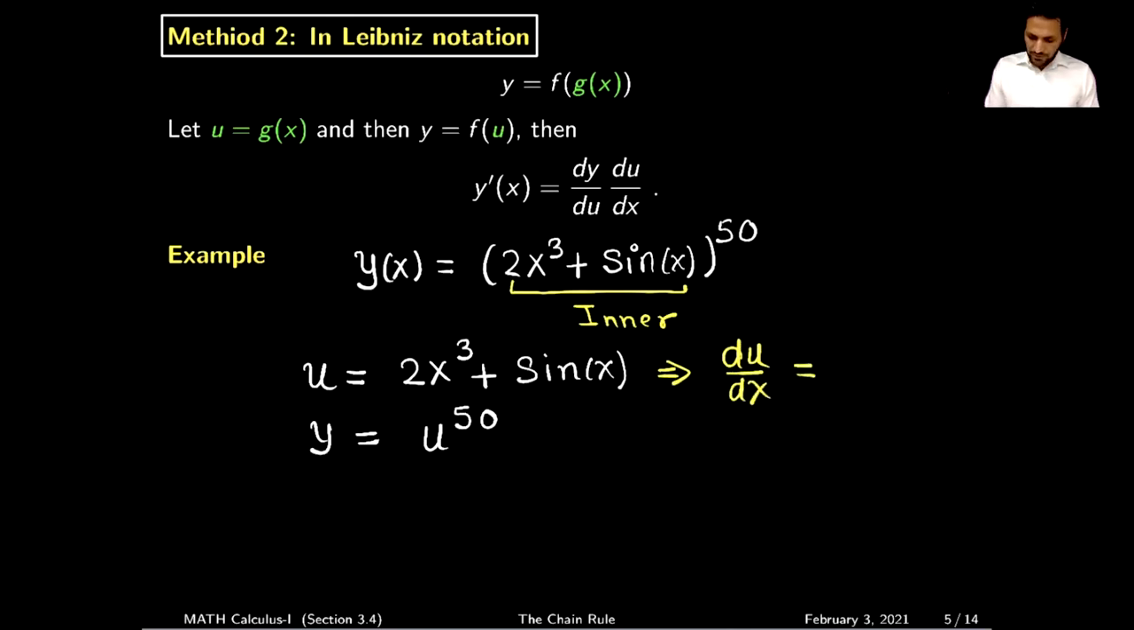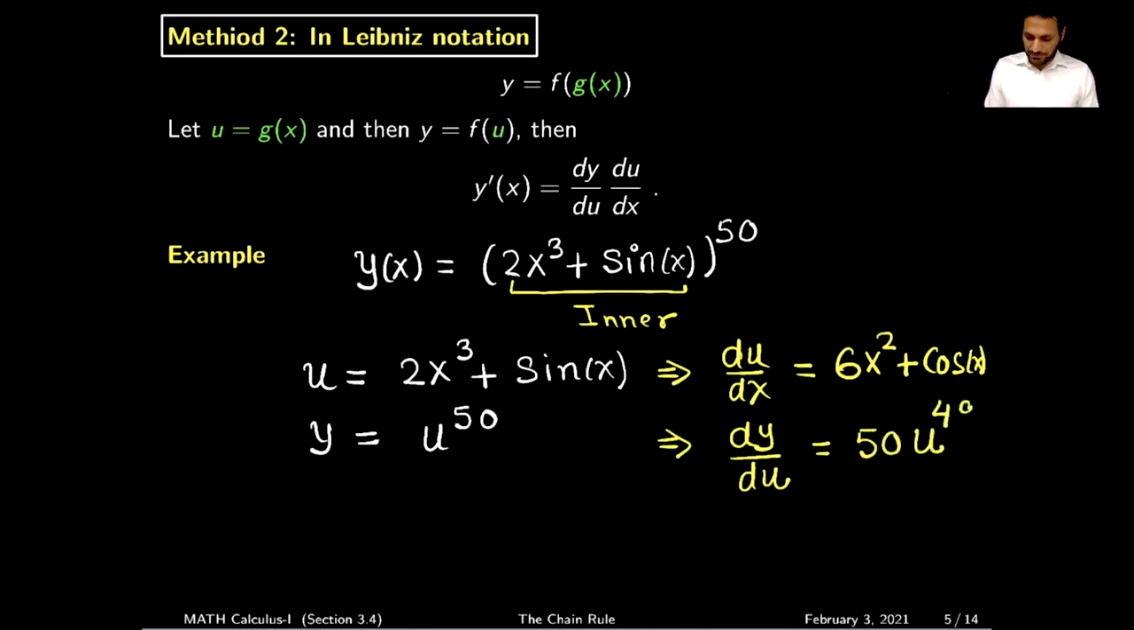Therefore, this will be 6x squared by using the power rule, and the derivative of the trigonometric function sine x is cosine of x. And the derivative of the function y, I will calculate with respect to u, because the function y depends on u, and this is another power rule, which will be 50 u raised to power 49.